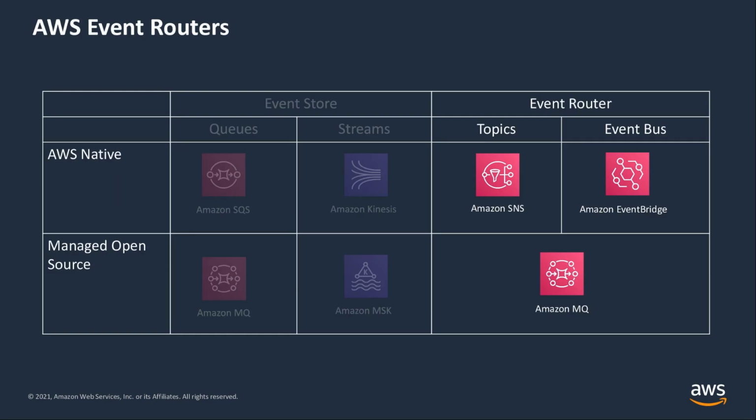All right, so let's take a look at what choices we have here for event routers. If your customers want to go AWS native, then we have SNS and EventBridge. But if they already have something like ActiveMQ or RabbitMQ, then Amazon MQ might be an option in the cloud.